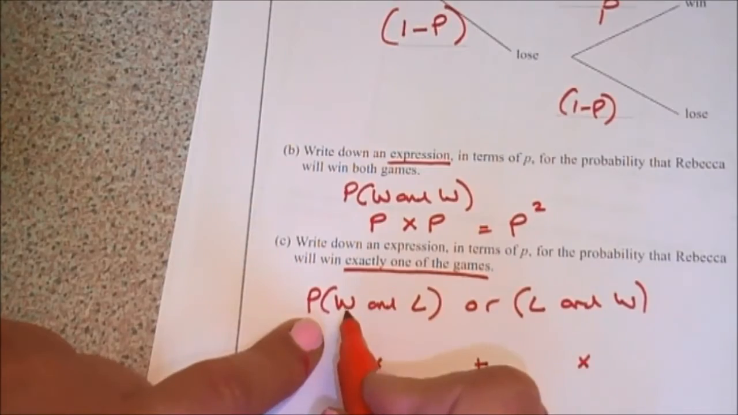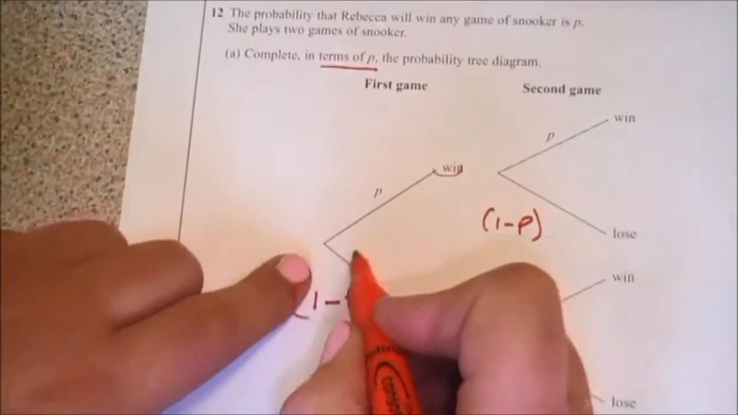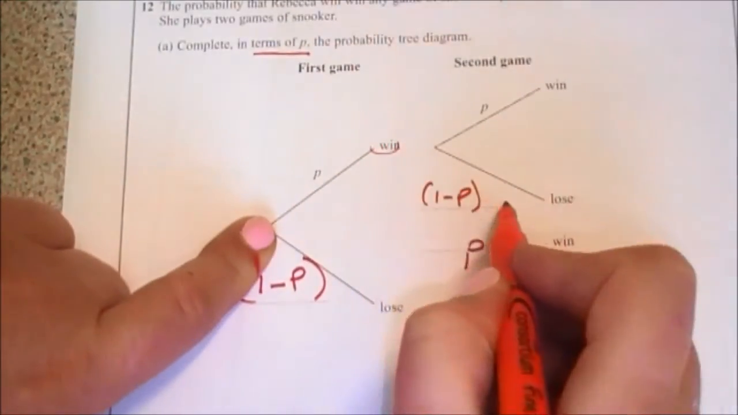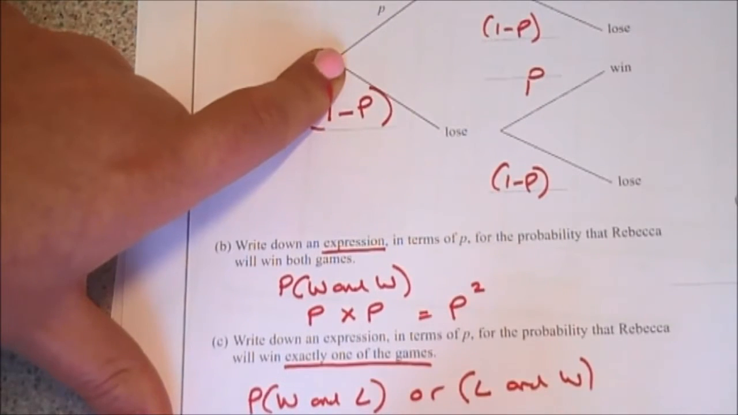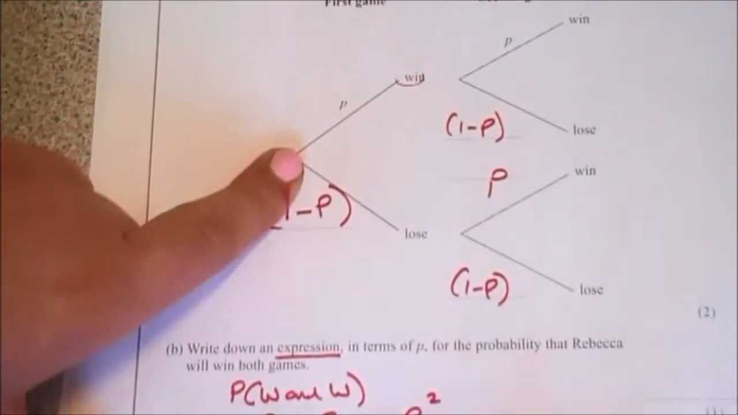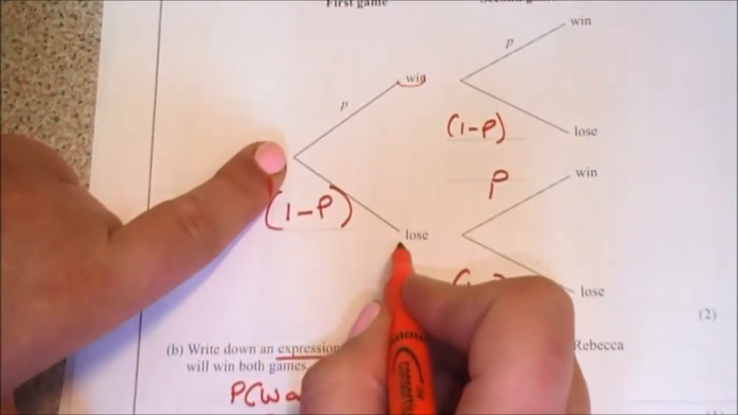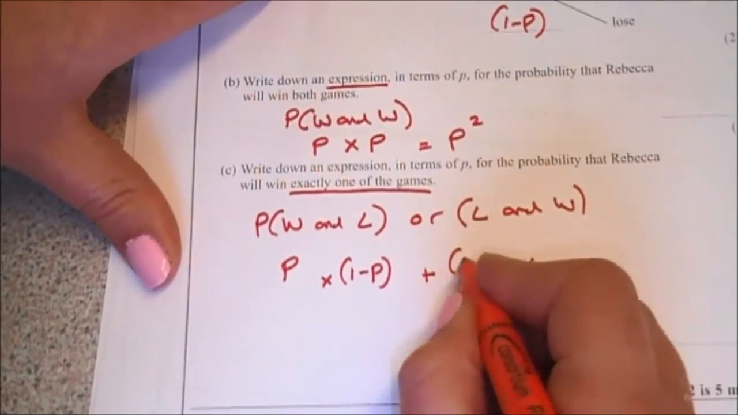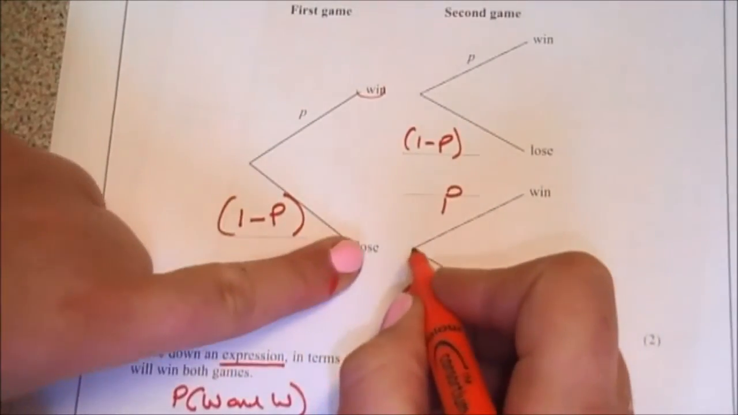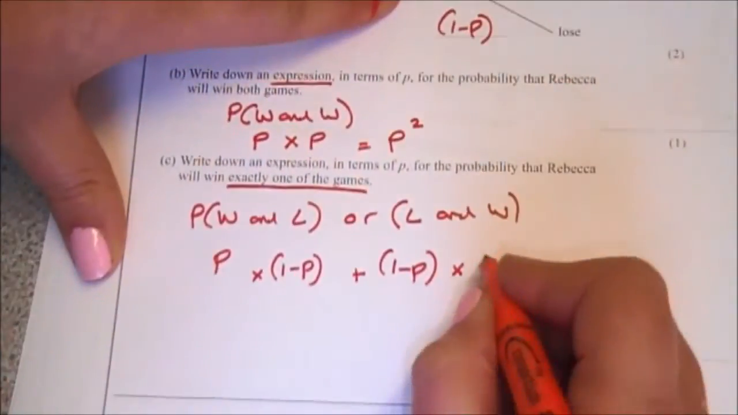So I need to multiply win by lose. So she wins, which is P, times by a lose, which is 1 minus P. Add a lose, which is 1 minus P, times by a win, which is P.